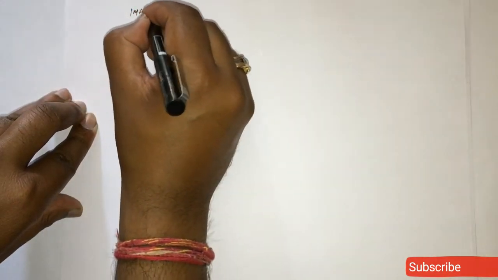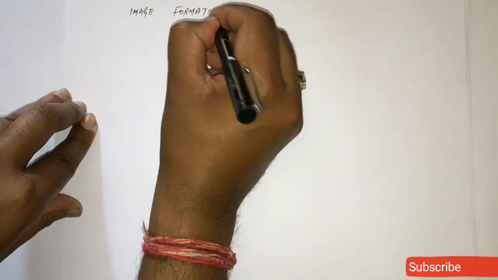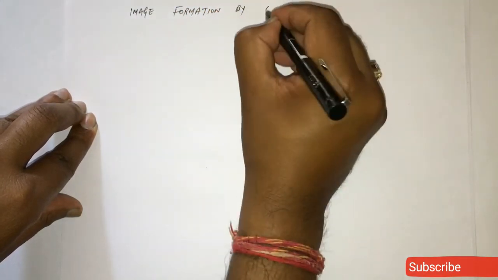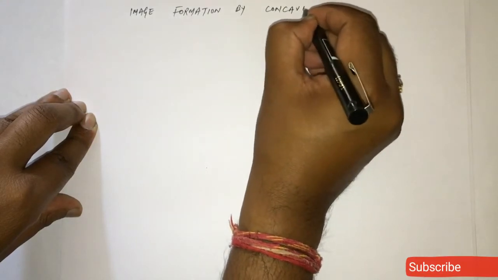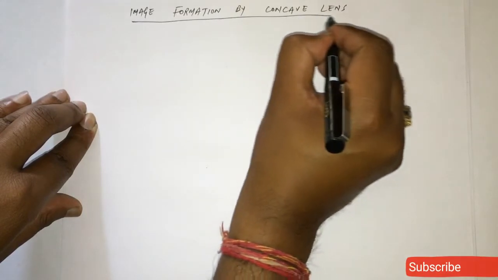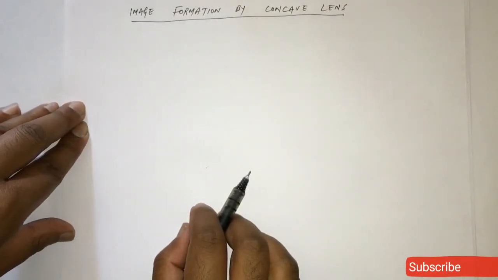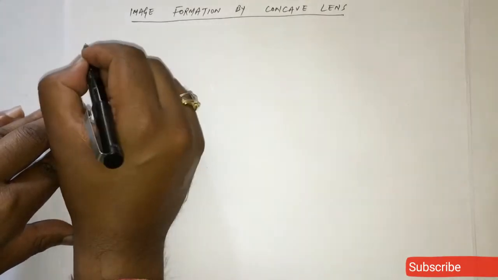Now the topic is image formation by concave lens, or you can say diverging lens. Fine. We have only two cases in this part.